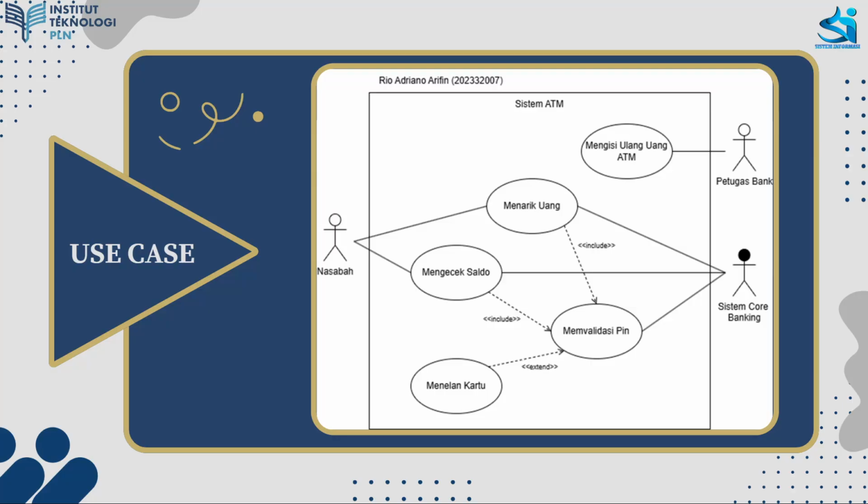This is the key difference. Include is mandatory, while extend is conditional. If the PIN is correct on the first try, the swallow card use case is never executed. This relationship is the correct way to model an optional error or exception flow.